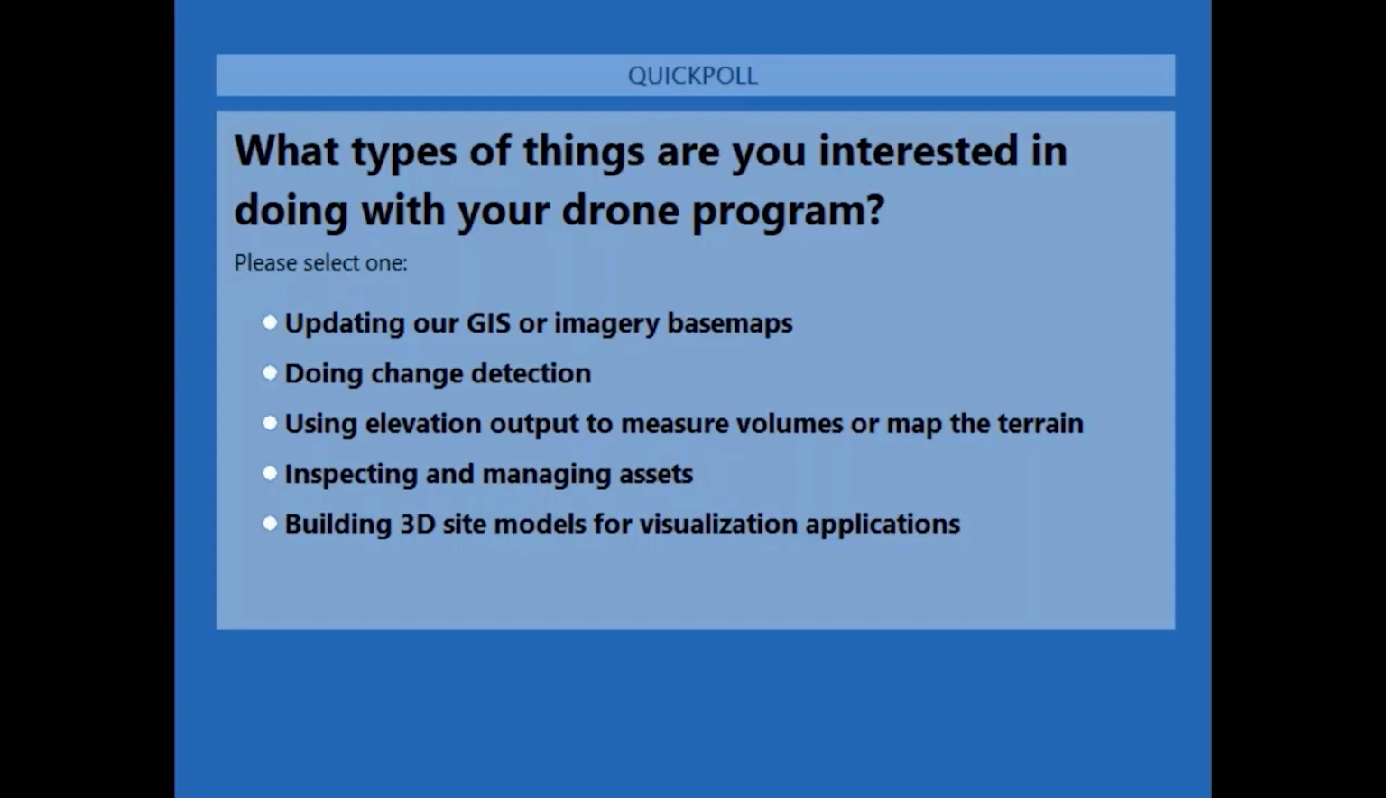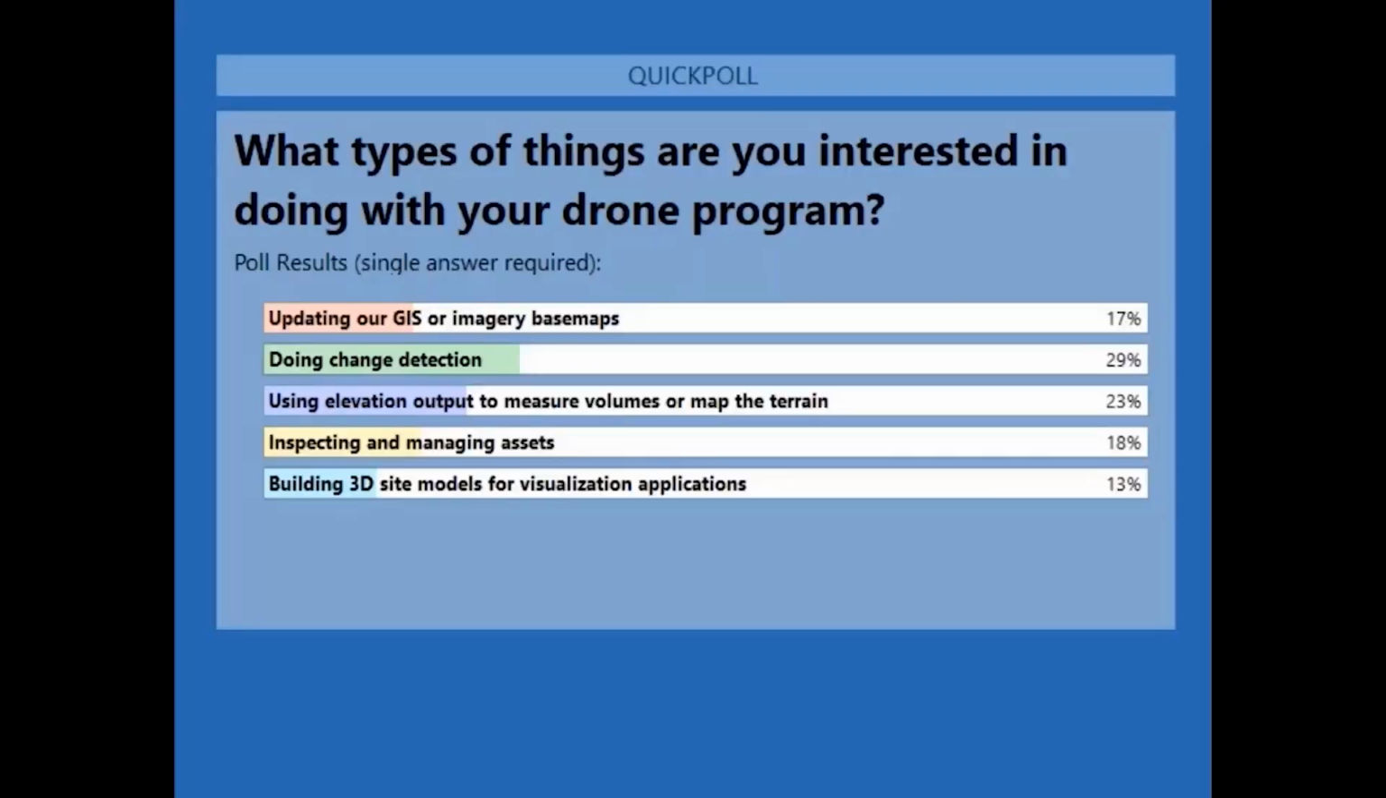It might take a moment for it to appear on your screen, but it looks like it was pretty close. A majority of you were saying that doing change detection is something you're most interested in, and then in a close second is using elevation output to measure volumes or map the terrain. So the next part of our session should be helpful with guiding you through those things. And so I would actually like to pass this to Jeff Taylor now.